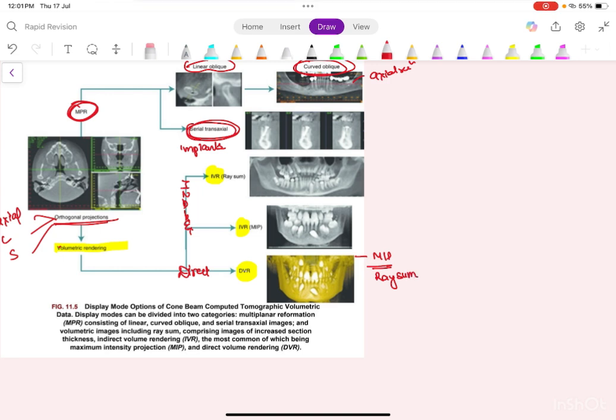Okay, let's understand. In RASM, sorry, this is the direct and this is the indirect. See, IVR, right? So let's just go through it. First of all, what do you mean by MIP? MIP stands for maximum intensity projection, okay. So just write it: this is indirect, this is direct, sorry.